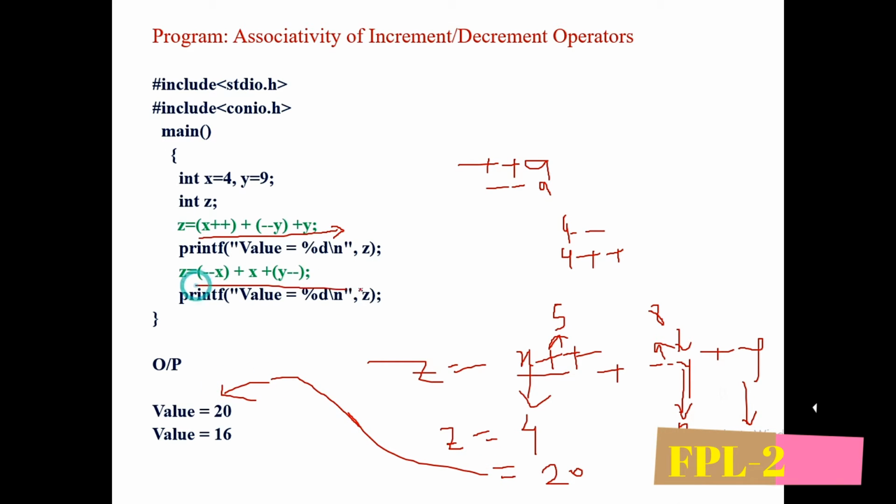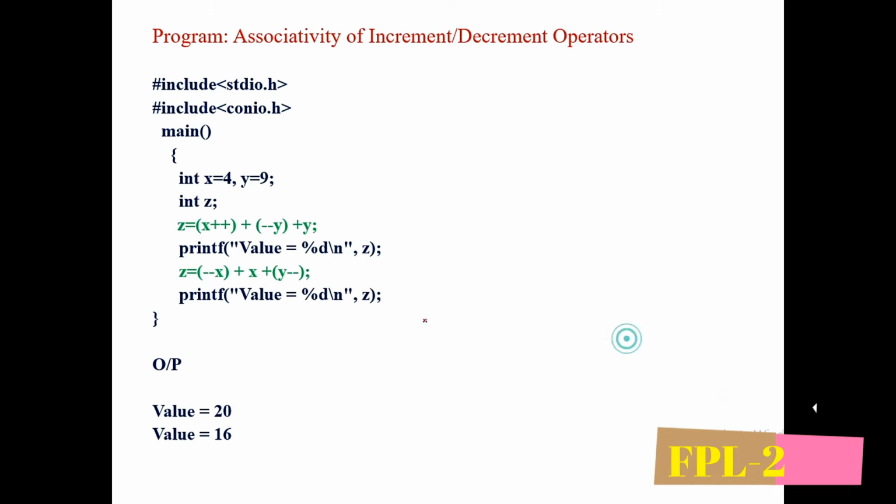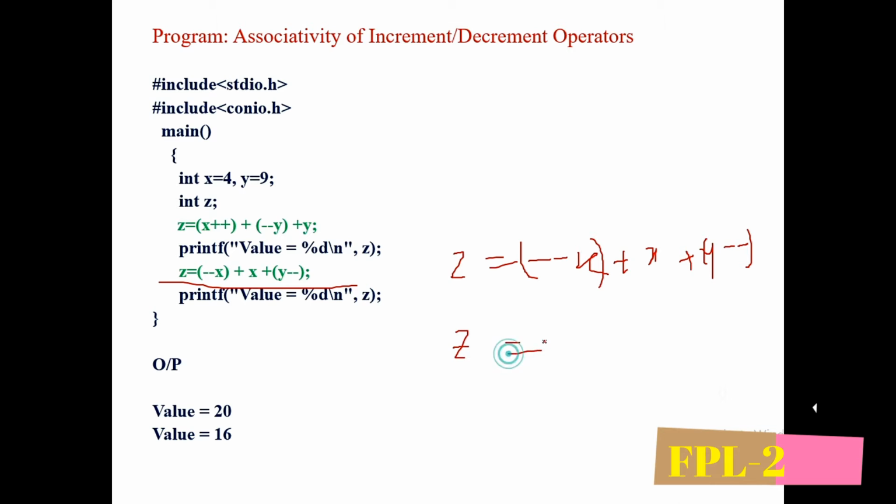The same way you will go for calculating this. Now, how will you calculate this equation? You have z is equal to minus minus x plus y minus minus, and these are in brackets. So we will solve the bracket first. So what we are doing, z is equal to minus minus of x, so we will decrement one value from x, and will not give it to z immediately in the expression.